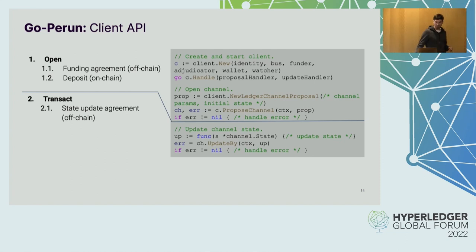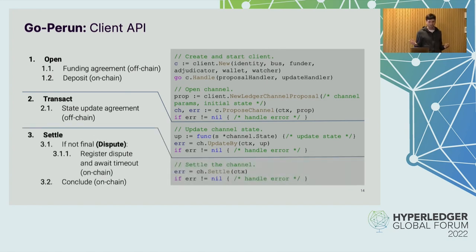Once we have a channel object, we can define an update logic. That works as follows. We have a function that gets as input a pointer to a channel state, and then we call update by on the channel object with that function as a parameter. Once update by returns, we are ensured that this off-chain update has been enforced and agreed by all parties.